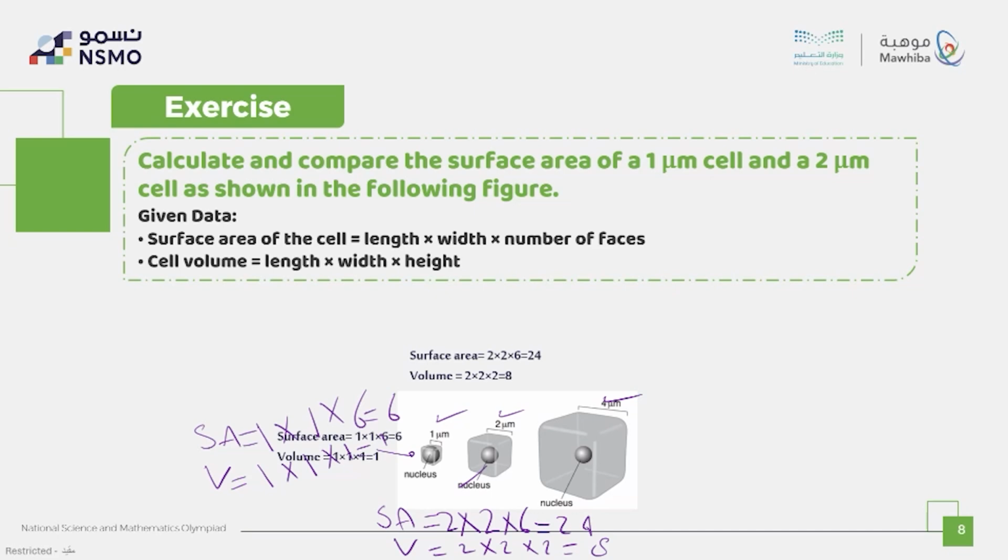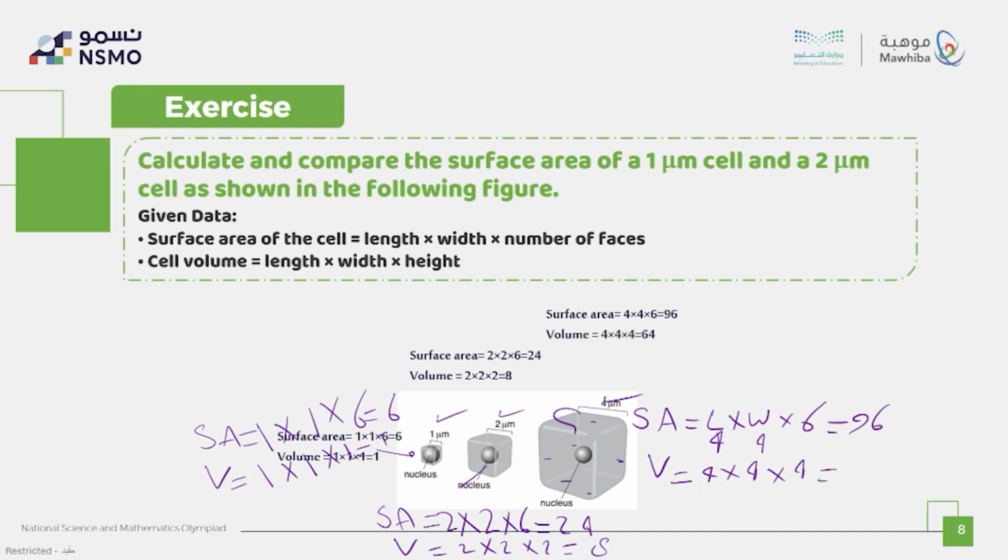Here, that one, could you figure it out? Surface area: length, as we said, is 4 times width 4, and because it's a cube it has 6 faces, 6. Do you get it, guys? So it would be 96. Volume would be length 4 times 4 times 4, and the answer would be 64.